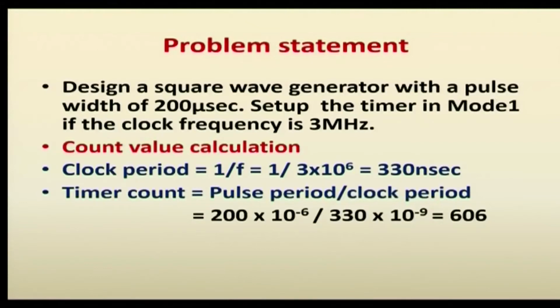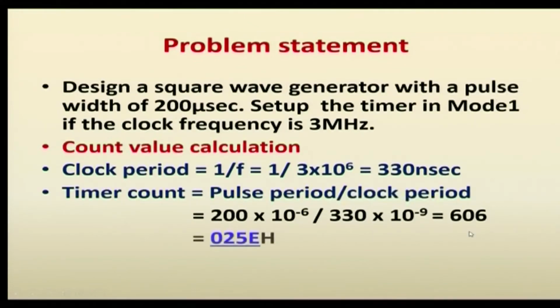To calculate the clock period, we take 1 by f. So, 1 by 3 megahertz is 330 nanoseconds. Timer count equals pulse period divided by clock period. The pulse period is 200 into 10 to the power minus 6 seconds, divided by the clock period of 330 into 10 to the power minus 9 seconds, which is 330 nanoseconds. After the division we get the value 606.